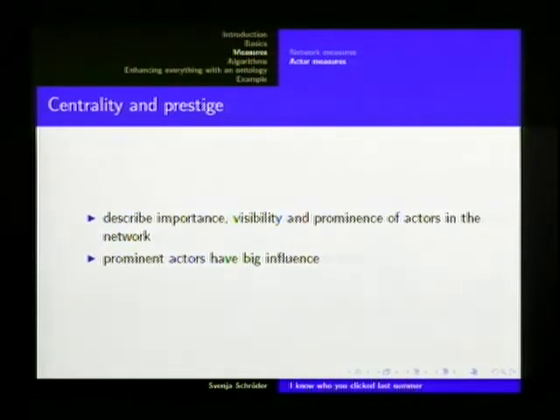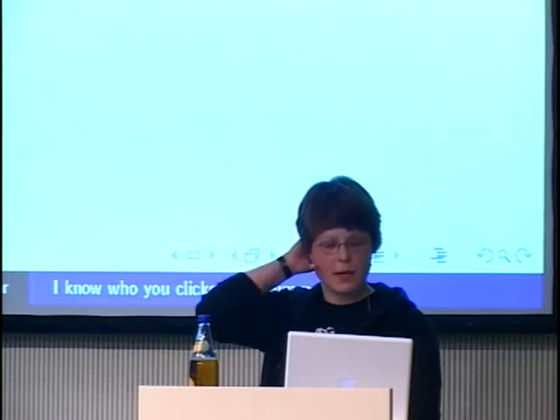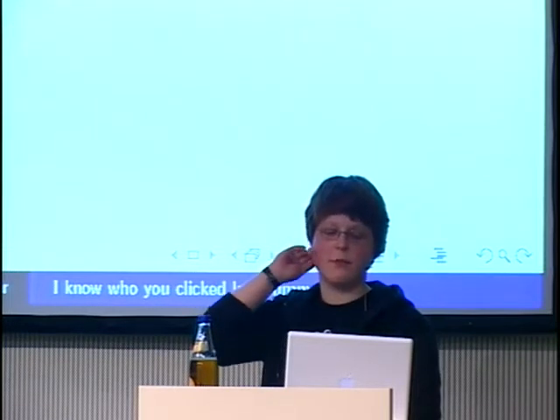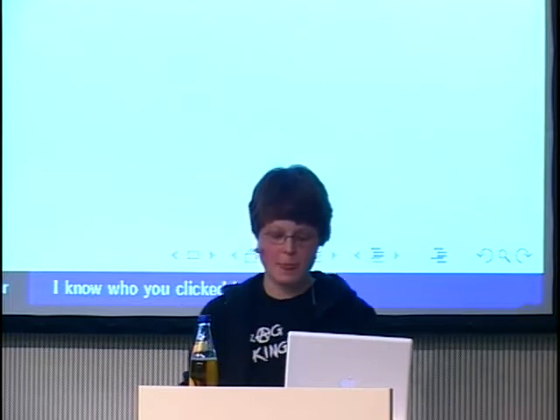Yeah, there are two measures which are called centrality and prestige, which are very nearby. They mean kind of the same things for undirected and directed networks, and they describe importance, visibility, and prominence of single actors in this network. It's also an actor measure, and as they indicate prominence in this network, a prominent actor has bigger influence. So you model kind of the influence people have on other persons in this network.